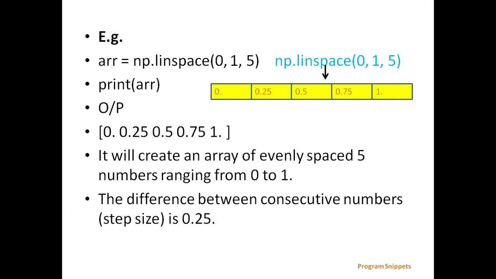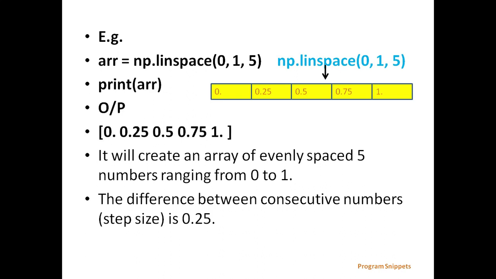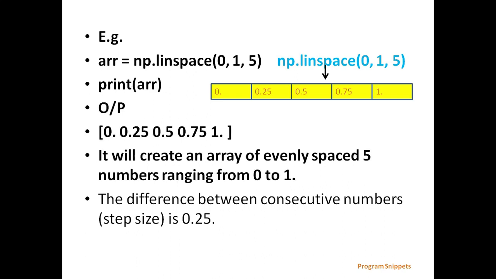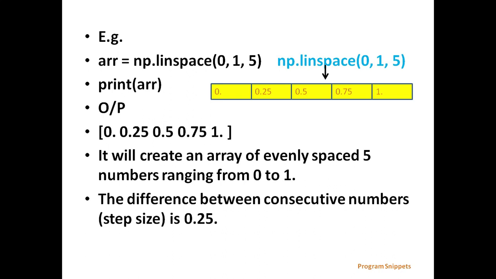For example, if we define an array with np.linspace with parameters 0, 1, 5, it will create an array of 5 evenly spaced numbers ranging from 0 to 1. The difference between consecutive numbers is 0.25, which is the step size. As shown here, if we give linspace with 0, 1, 5, it will generate 5 elements with even spacing.